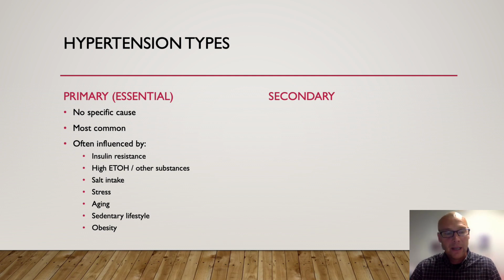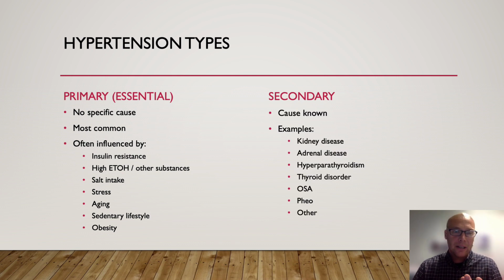It's the most common. It's often influenced by various things like we wrote on there: age, stress, salt intake, diet, excessive alcohol, obesity, sedentary lifestyle, those kinds of things. Those need to be addressed, and hopefully that will bring down their blood pressure. Now, secondary causes, there's a cause that's known. Sometimes you have primary essential hypertension, you treat it and it's not coming down, you add something, you treat it again, and it's still not coming down.